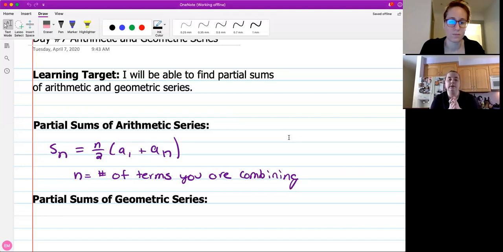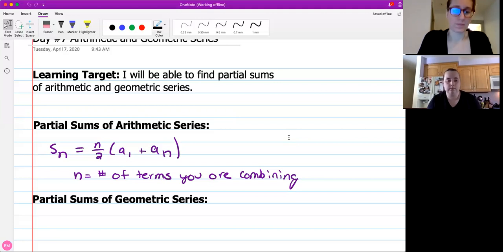So if you have a series, say you have the evens, 2, 4, 6, 8, and you want to get to the 50th term, what this equation is going to do is add all the terms up from 1 to 50, and then your answer is that partial sum.